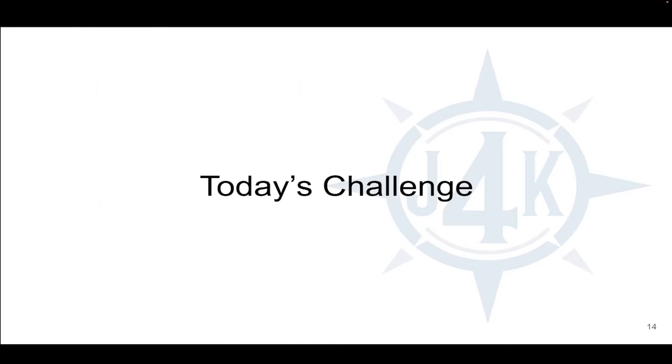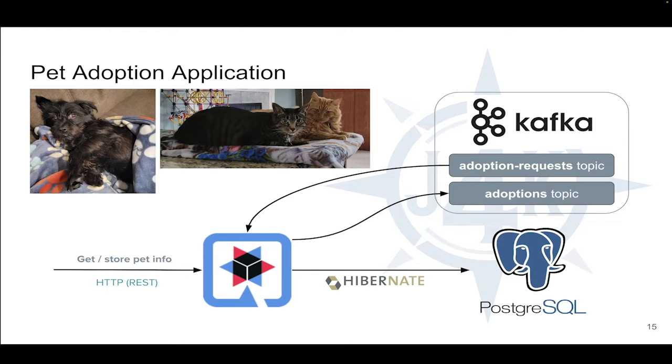So today's challenge: we're going to build this pet adoption application, a Quarkus application that over REST gets and stores pet information, uses Hibernate to persist it into a Postgres database, and then can perform adoptions over events that come in over Apache Kafka topics and send events back.